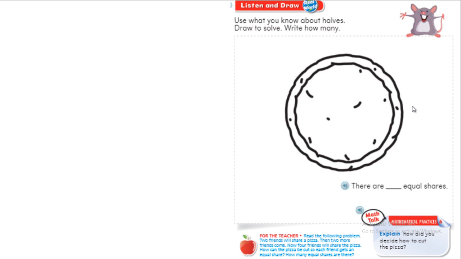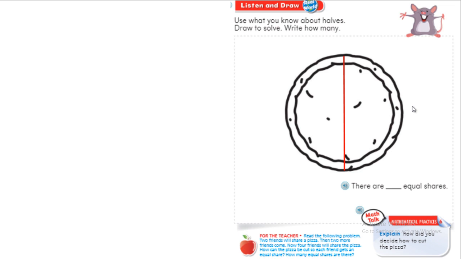Okay? So listen to this story. There are 2 friends, and one of them had a pizza, and he wanted to share. So this boy is going to share his pizza with his friend. They are only 2. So they started cutting the pizza like this. They said each one is gonna take a half.